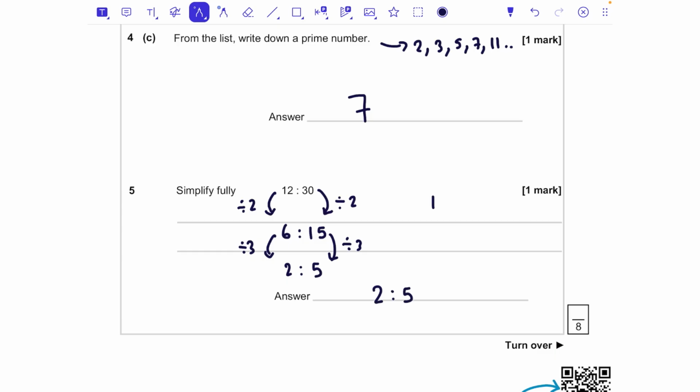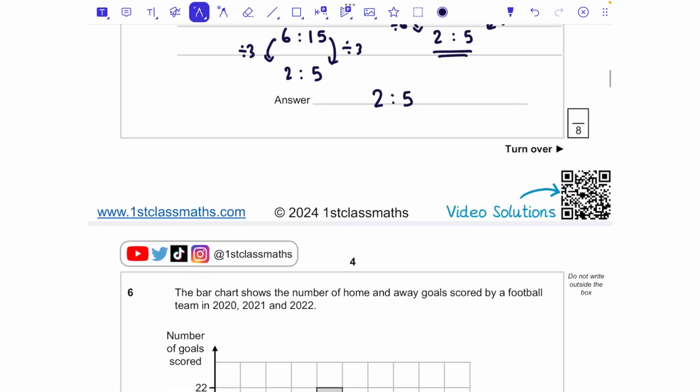You could have spotted straight away that they're both in the 6 times table and divided by 6, which would have got you straight to your answer of 2 to 5, but there's nothing wrong with doing it in 2 steps. If you're not so good with your bigger times tables, that's absolutely fine.